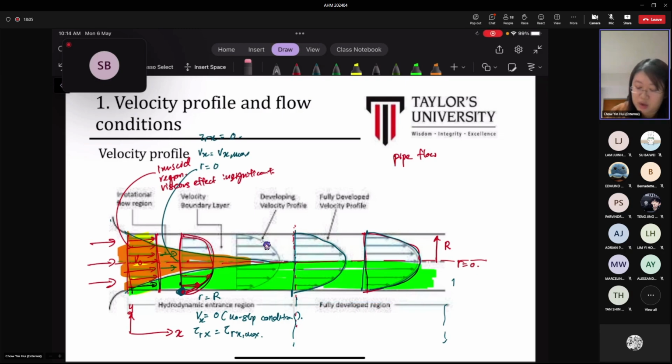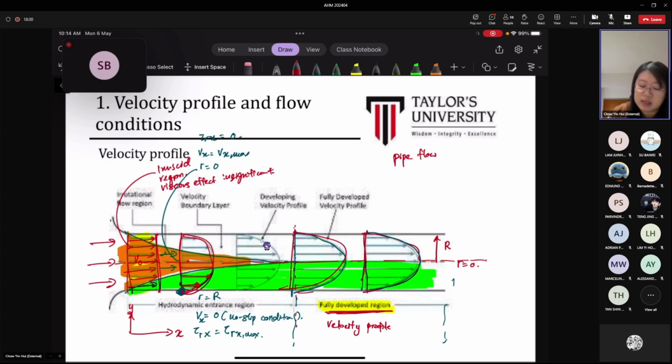Okay, this region we call the fully developed region. In the fully developed region, the velocity profile is already established. The velocity profile will become unchanged. It will remain in this shape here, because the velocity in this region, the fully developed region.